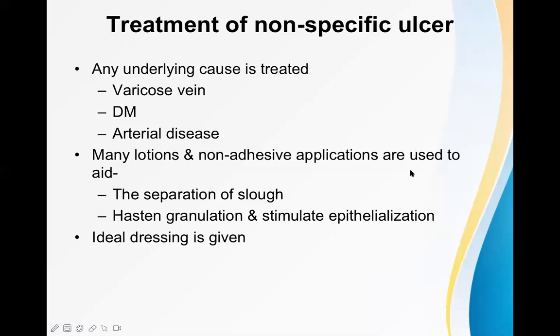Now, how to treat a case of non-specific ulcer? How to treat it? If this question is asked, then the answer is easy for you. You have to find out what is the cause of the ulcer. You try at least. And in many of the cases, you can find it because of history, examination, and good investigation. So any underlying cause is treated, like varicose vein, diabetes mellitus, and any arterial disease. If they are there, we should go for the treatment of them.